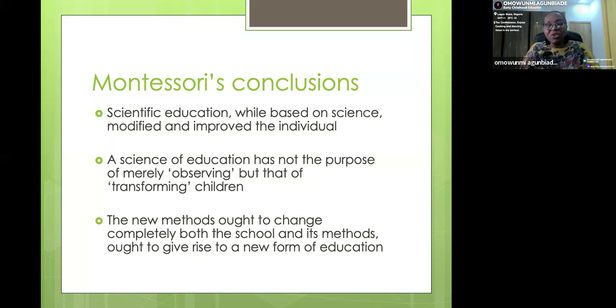A science of education has not the purpose of merely observing, but that of transforming children. So when we talk about educating children in early years, there has to be transformation. There has to be transformation visible in the holistic development of that child. So the new method ought to change completely. Both the school and its method ought to give rise to a new form of education.